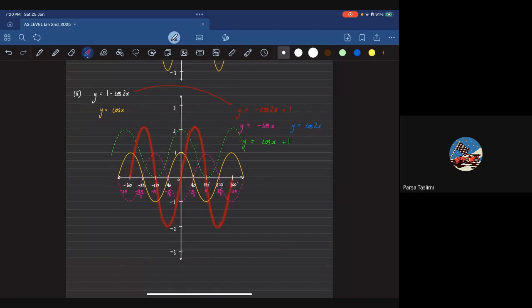Anyone who has any issues with these? Now, technically, there were three transformations that were going on. All right, okay.